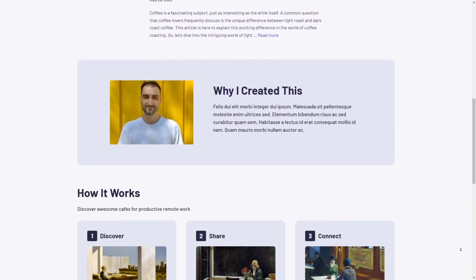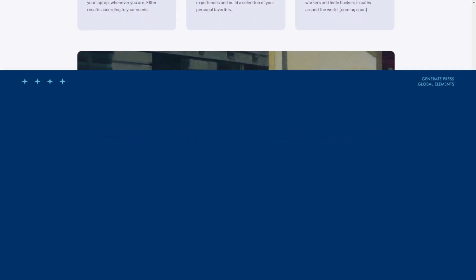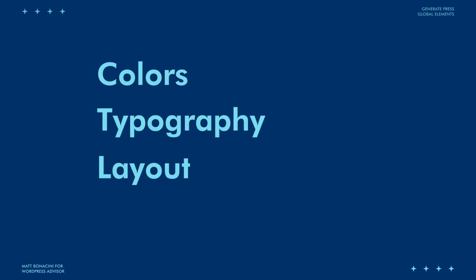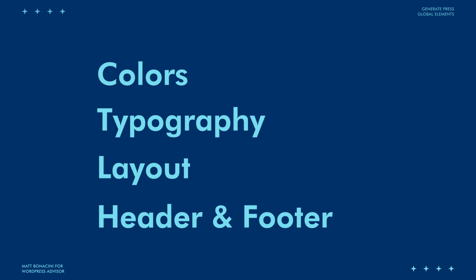In this and the next 2 videos, we are going to create a blog homepage and turn this into this. In a project of this kind, I like to start setting the global elements of the website, so colors, typography, the general layout, header, and footer. And that's what we are going to do in this video.